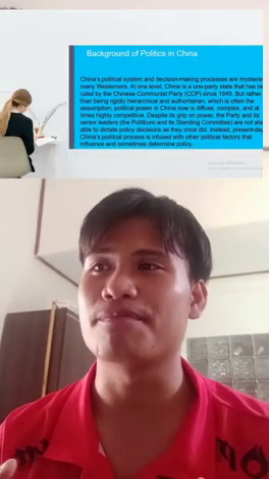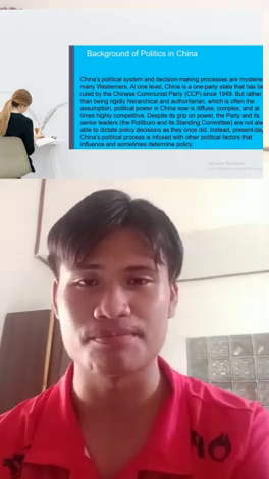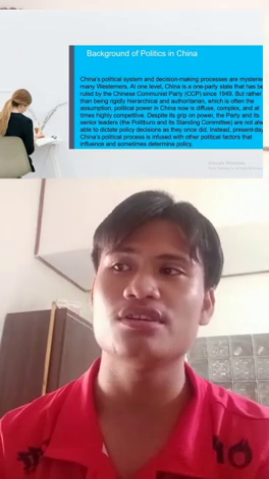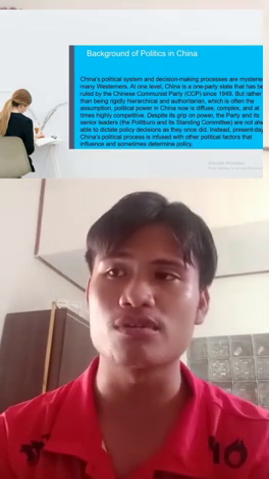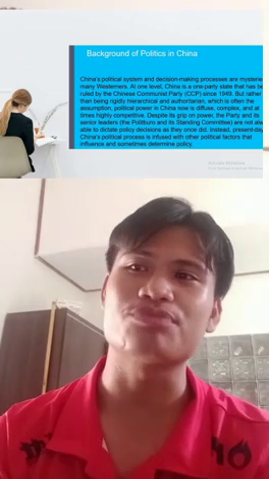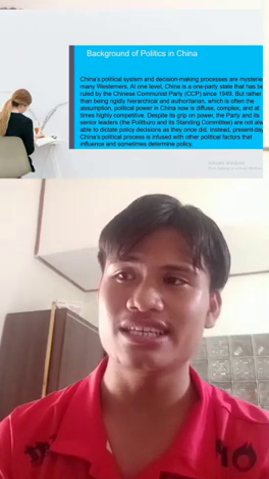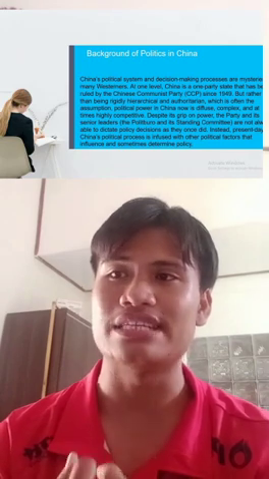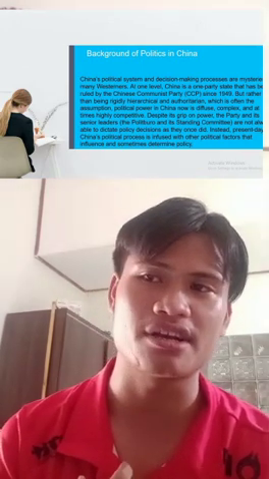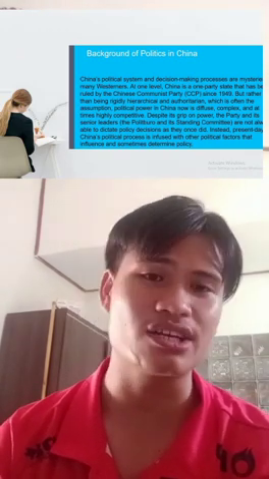This is the overview of the background of politics in China. So, the Chinese political system and its decision-making process are a mystery to many Westerners. At one level, China is a one-party state that has been ruled by the Chinese Communist Party since 1949, and is often assumed to be hierarchical and authoritarian. But political power in China now is diffuse, complex, and at times highly competitive.